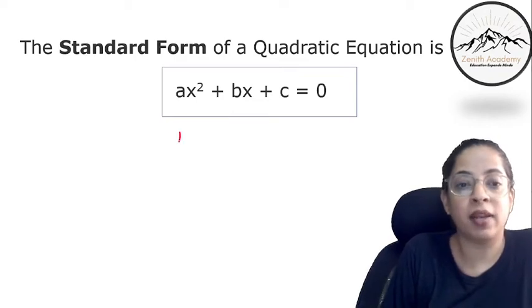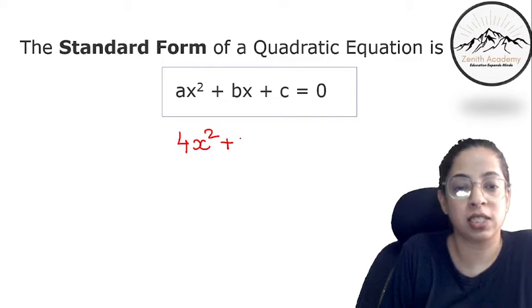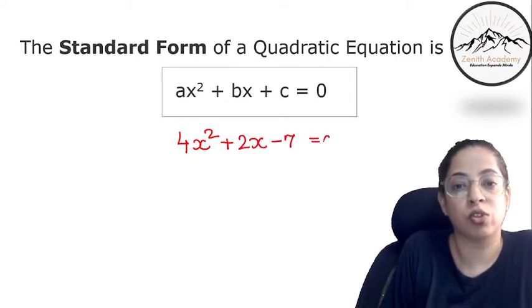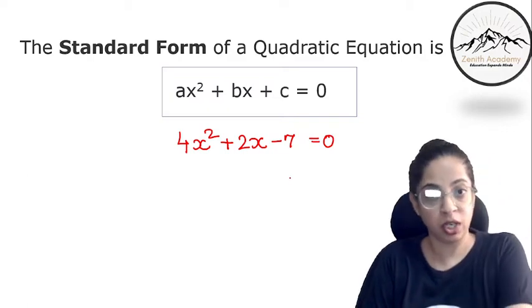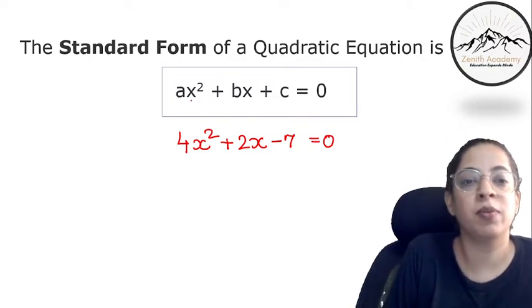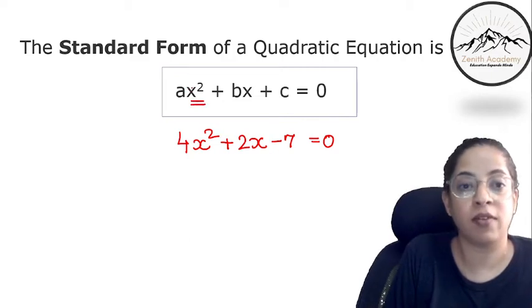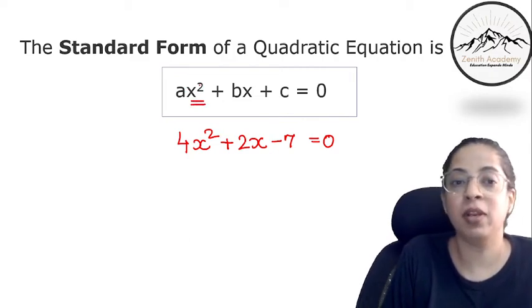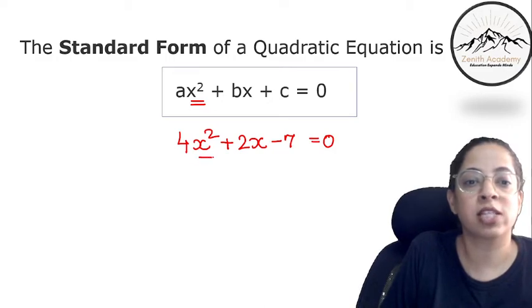For example, if I write something like this: 4x square plus 2x minus 7 is equal to 0. So this is a quadratic equation. Okay. What is the standard form of a quadratic equation? There will be x square. Okay. Variable x or any variable with the power 2. So x square is there.